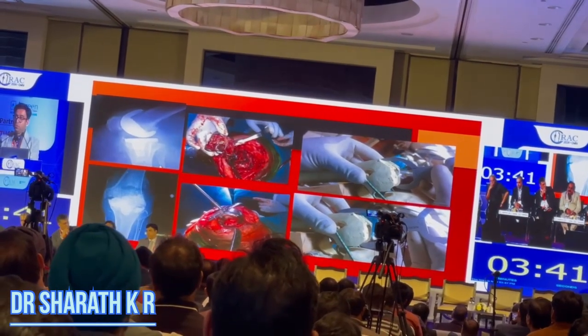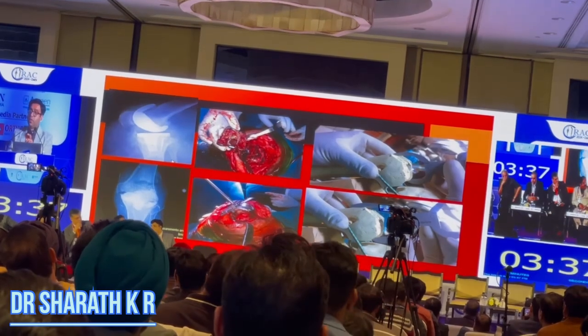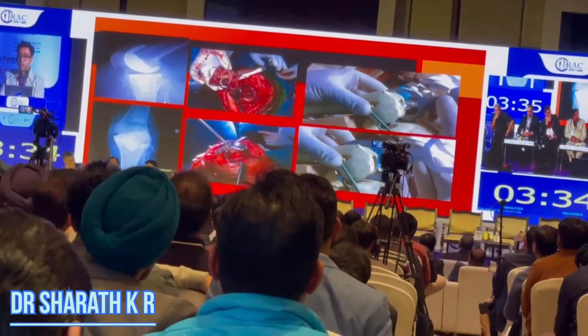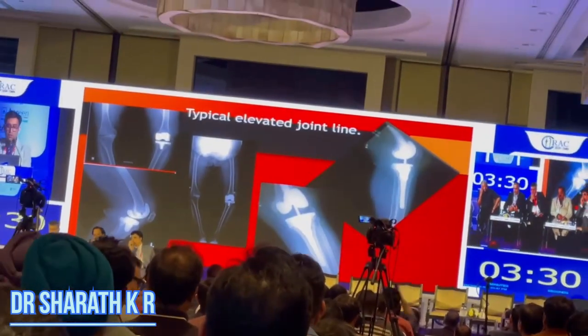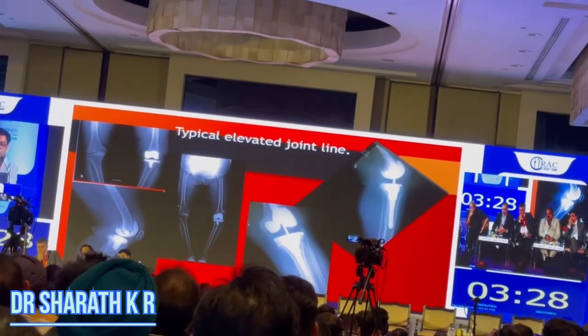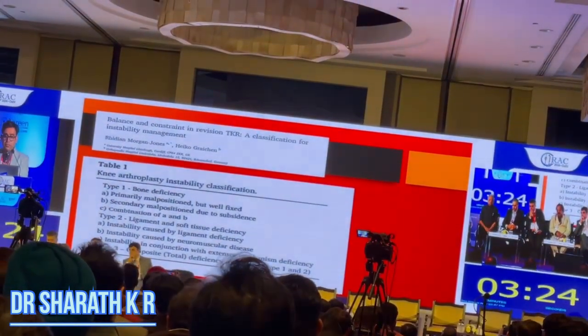But if we choose size C, then probably we will increase the flexion gap. To match that, we will put something else and it may not be good for the patient. This is a typical elevated joint line with an undersized femoral component. So with this, there is a classification for instability.